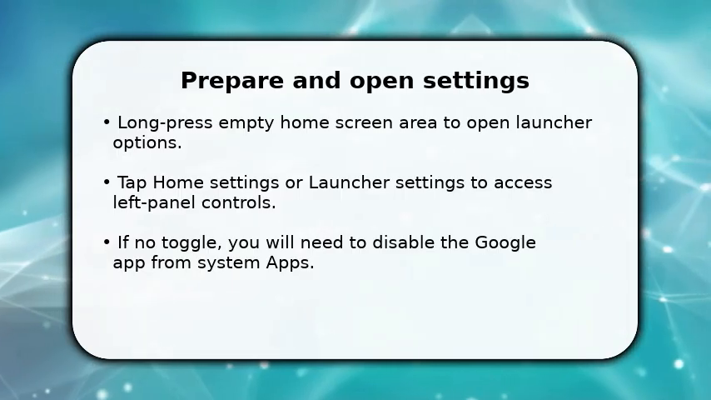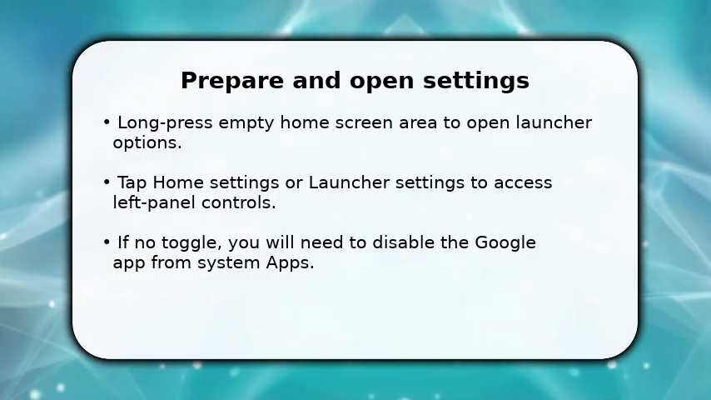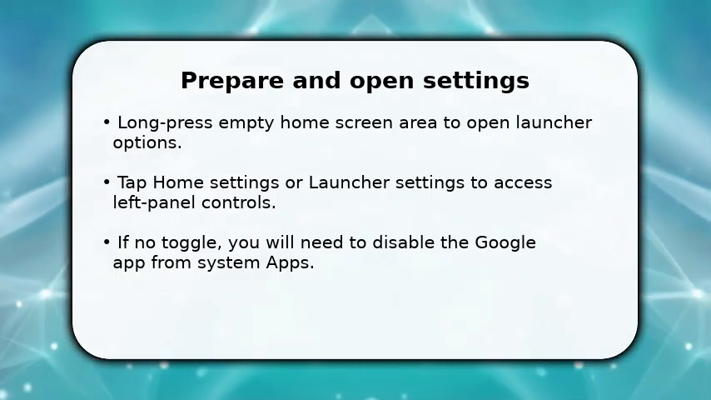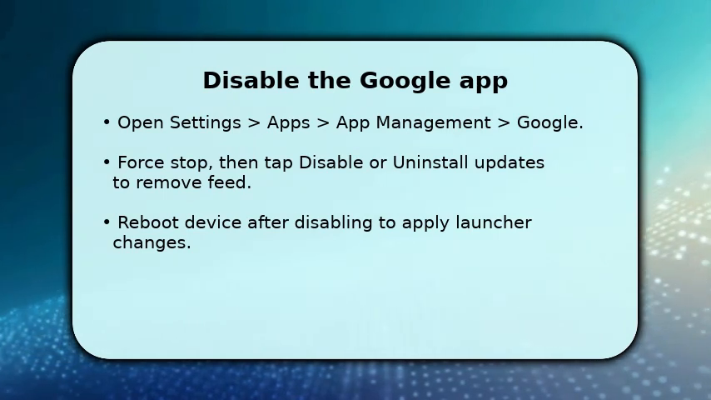If there is no toggle present, make sure you have the Google app available to disable next. This is the only way on some Oppo builds. Next, you'll remove the feed by disabling the Google app that provides Discover.